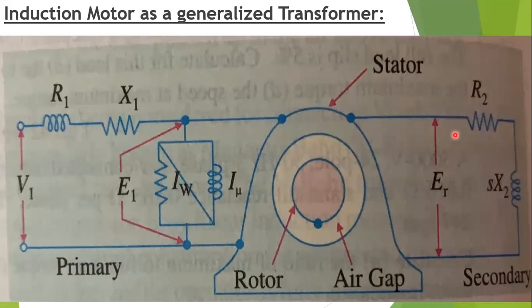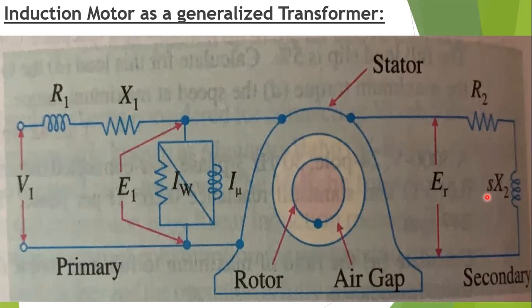Okay. Next, coming to the secondary, this is the secondary resistance R2 and the secondary reactance. Secondary resistance is R2 only. R2 will not be changing, so it is not multiplied by S. R1 is different and R2 is different, but R2 will not be changing with respect to slip S, and the remaining parameters will be changing with respect to S.